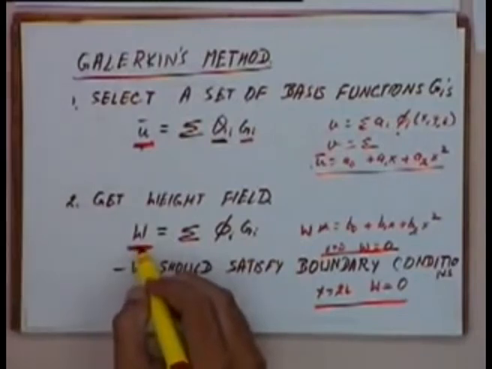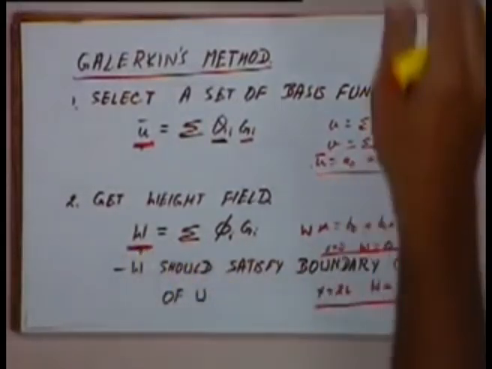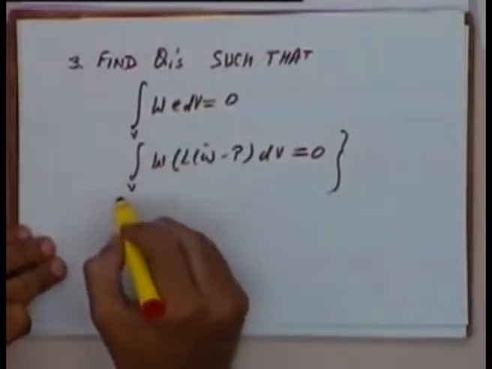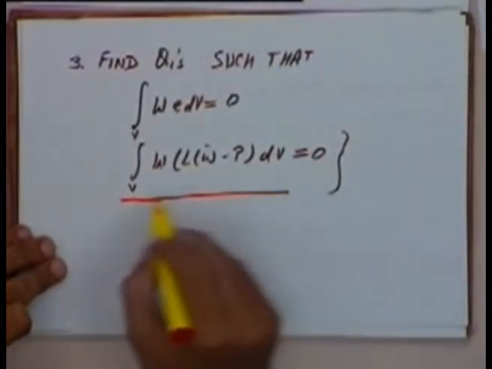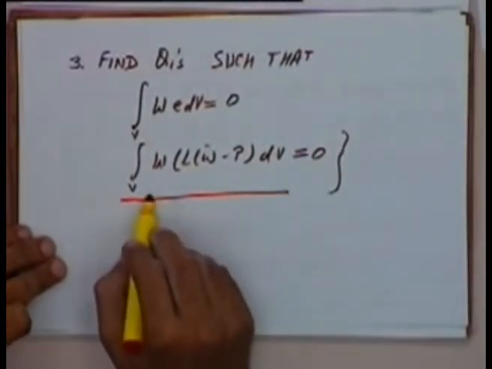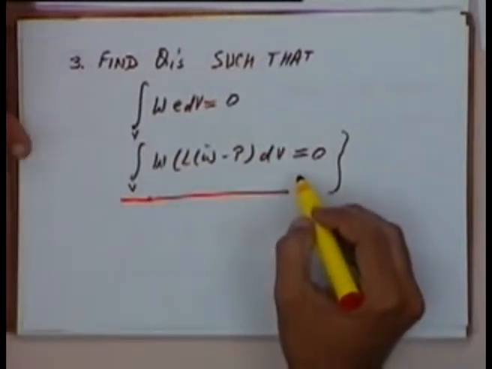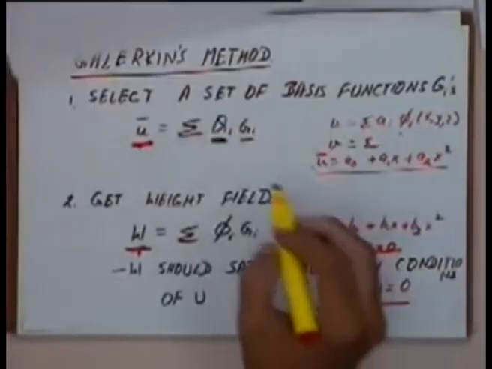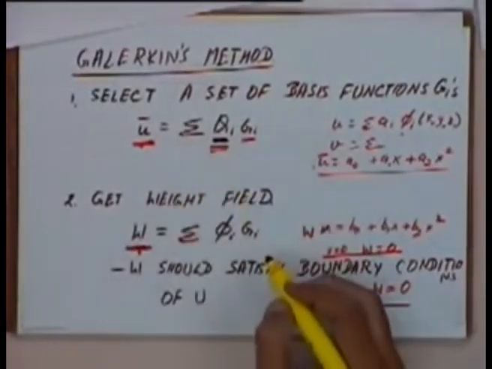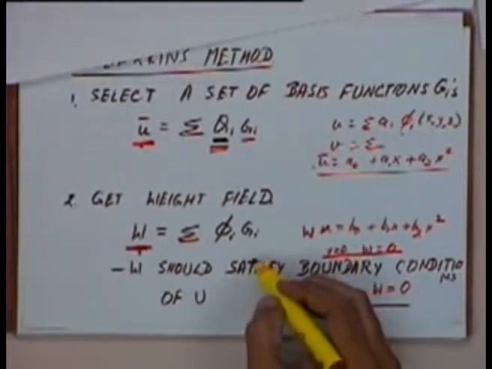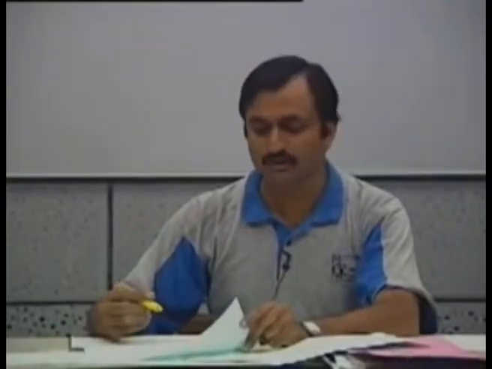Okay, if this W also satisfies the boundary conditions, then we can go on to the next step, and that is we evaluate the weighted integral, the integral of the weighted error, and we put that equal to 0. As we put this equal to 0, we will get a set of equations which we will have to solve for these parameters Qi. So this is the basic method that is followed in the Galerkin's approach.